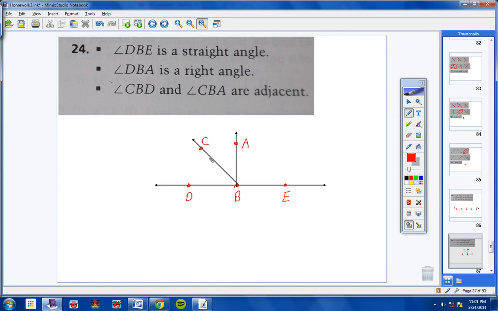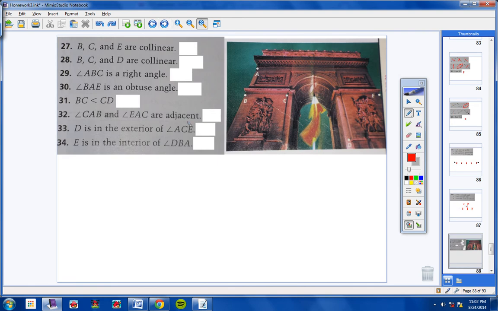I have angle CBD and angle CBA, and they're adjacent angles. This angle here with one dot is right next to this angle here with two dots. These two angles share a common vertex B, and they share a common ray BC. Okay, so 24 is good. Moving on to the last 8 problems, 27 through 34.